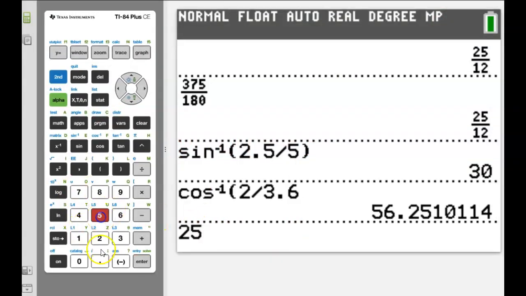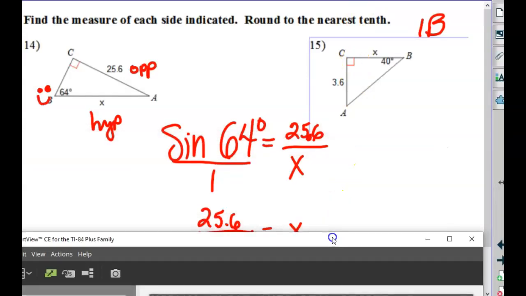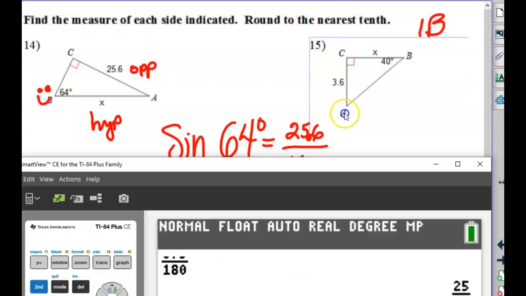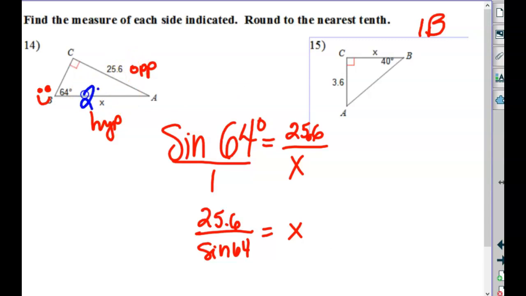So 25.6 divided by sine of 64. Did I remember the right numbers or not? 28.5. Did anybody else get that? So this side we came up with 28.5. Reasonable or not? It had to be what? Bigger than 25.6, so be careful.